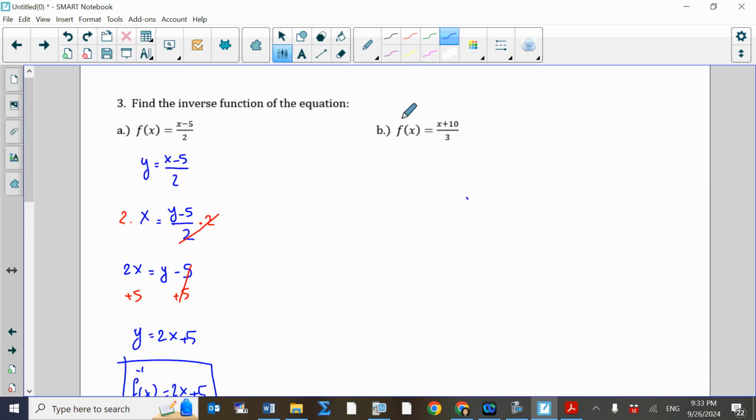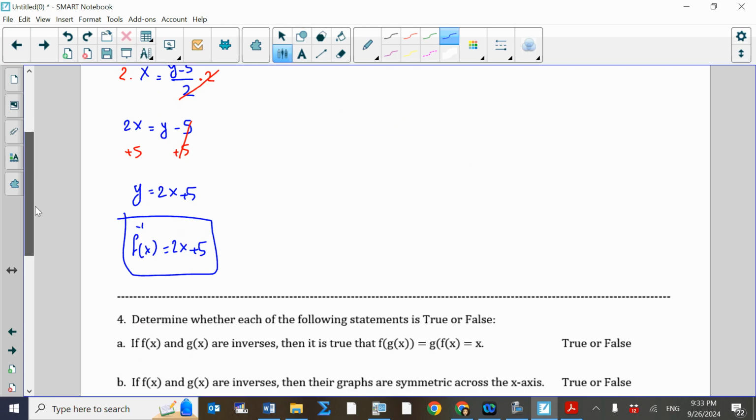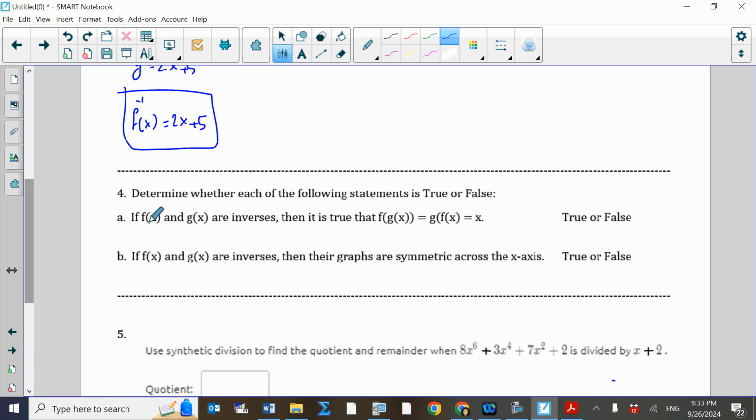You can work on this one on your own. Let's go to the next one. So we want to see if these two statements are true or false. If f of x and g of x are inverses, then it is true that f of g equals g of f, and is equal to x.